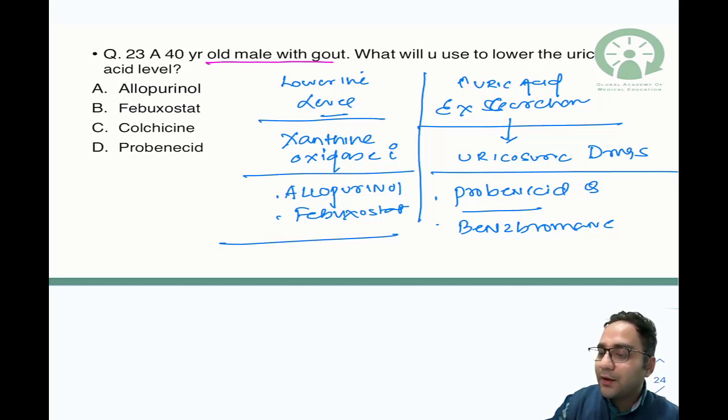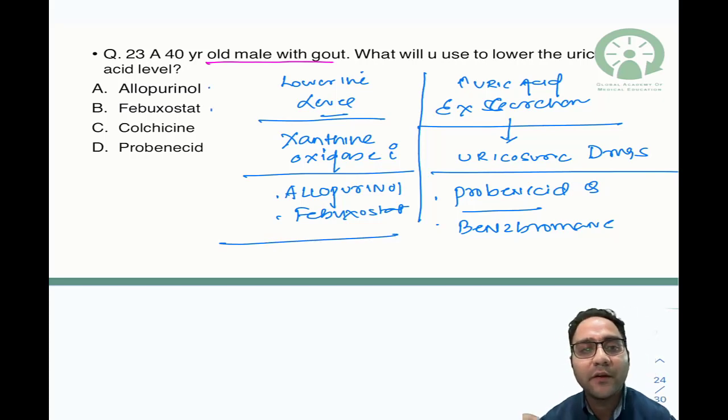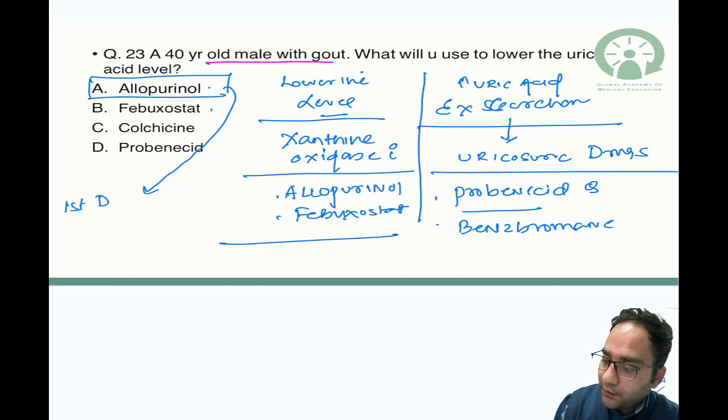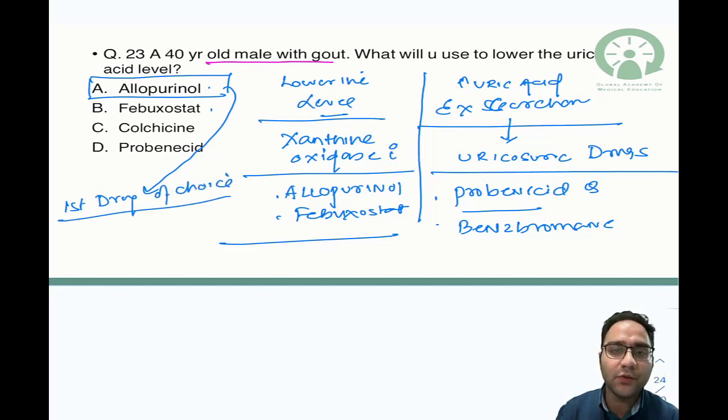Now, since both allopurinol and febuxostat are given in your option, which one would you choose? Allopurinol would be the answer, because this is the first drug of choice to be used to lower the uric acid level. So we are having 2 types of question here. One is the preventive aspect. Let me make it very clear. In the preventive treatment of gout, you do not use colchicine, because that is used in acute attack of gout. So this is definitely not your answer.